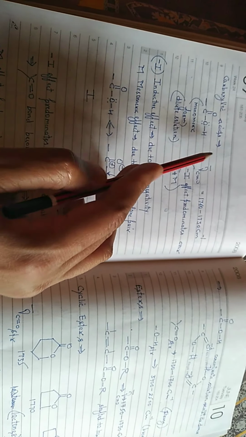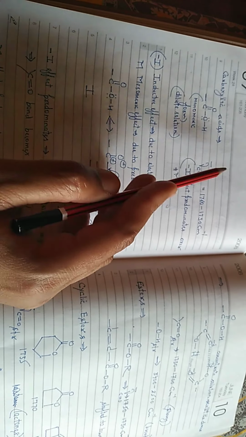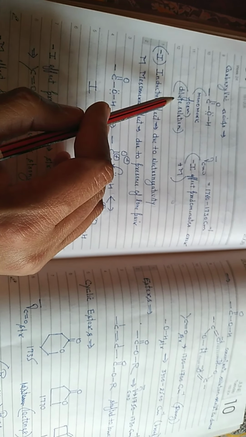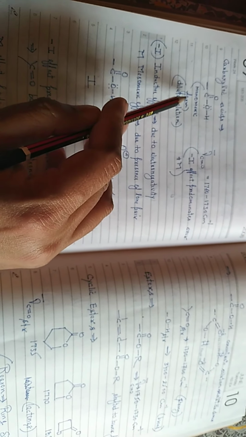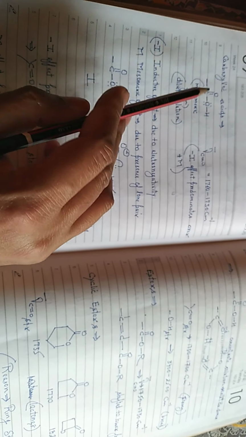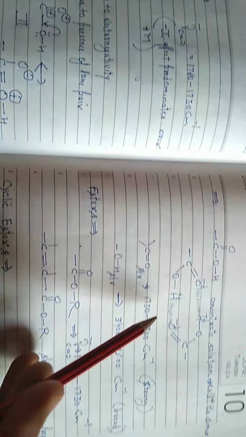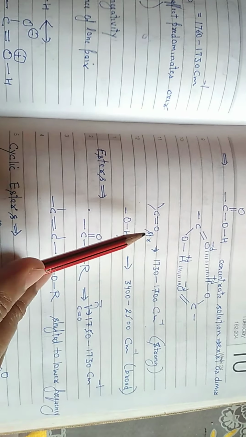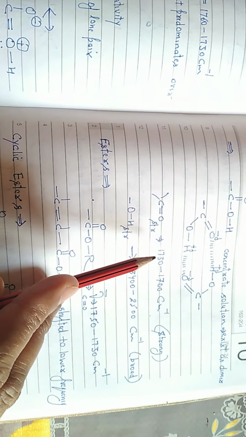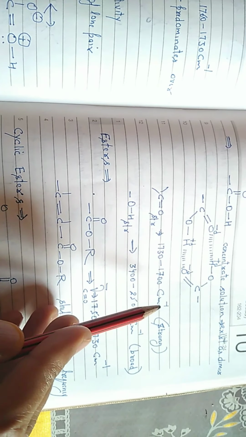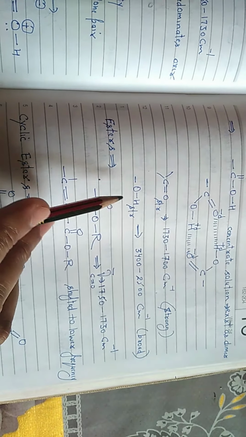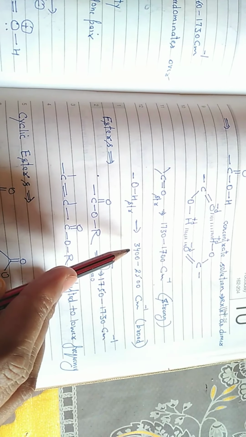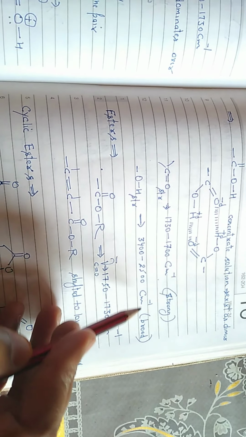The carboxylic acid which we discuss here, we assume it in dilute solutions because in dilute solutions there is no intermolecular hydrogen bonding. However, when the solution is concentrated, the carboxylic acid exists as a dimer. You can see it here. The carbonyl stretching frequency comes to 1730 to 1700 centimeter inverse, and the OH stretching frequency becomes 3400 to 25 centimeter inverse.